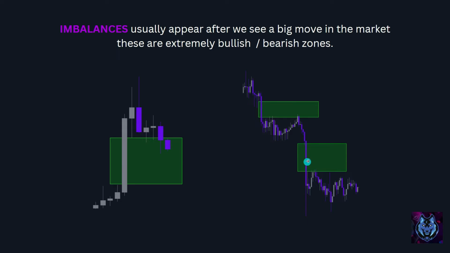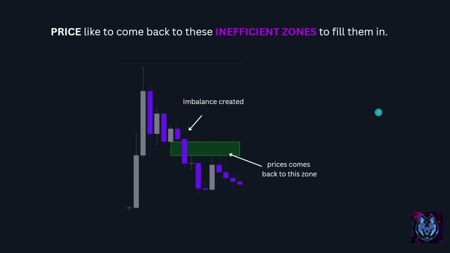Create another big move. You can see this one wick here to this wick. So we draw out the zone. Price comes back, taps into it. Price likes to come back to these inefficient zones to fill them in. As you can see here, from this wick to this wick, it left this imbalance zone. We marked it out. Price came back up, tapped into it with this long wick, drank up the liquidity, and then carries on its move.